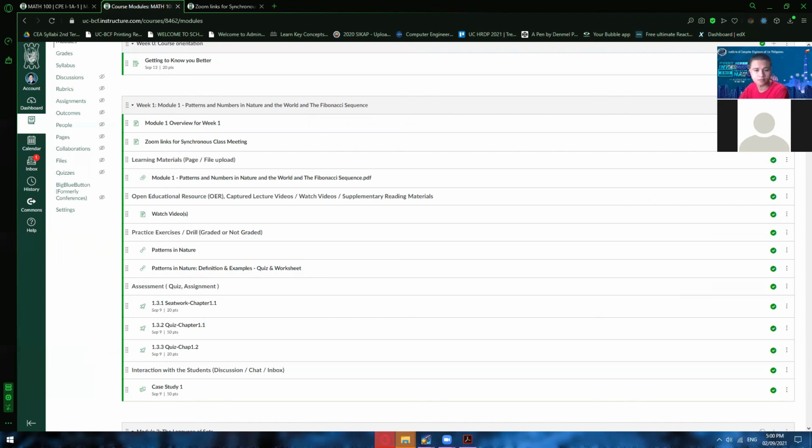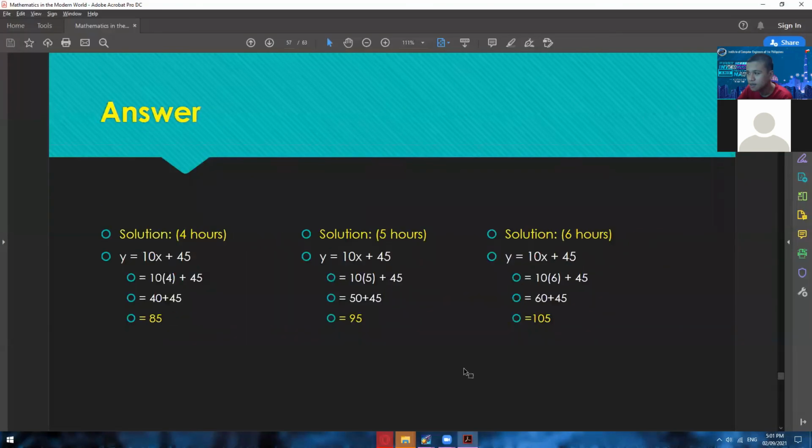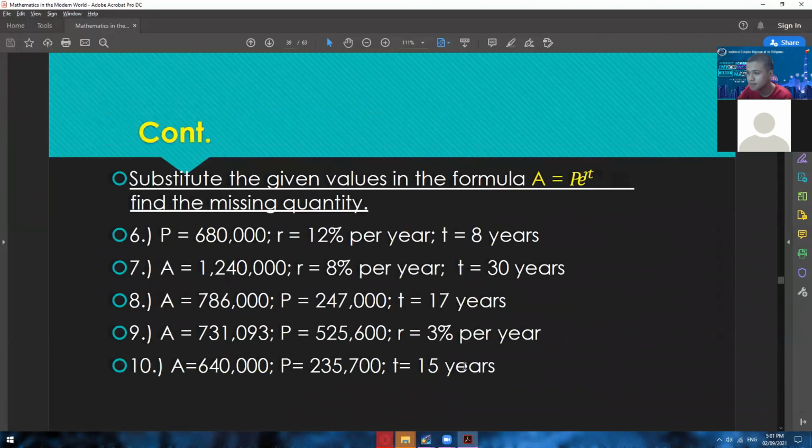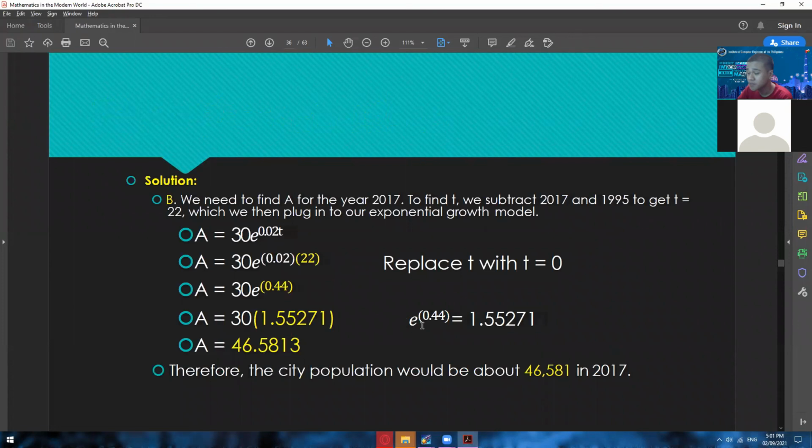Ako, sir. Sir. Yung dito sa population growth. Sa may population growth, sir. Yes, yes. Yung E. Yung E, sir. Yes, yes. So what about E? Dito sa letter B kasi dito sa problem, hindi ko alam paano nakuha yung 1.55271. What slide is that? Yan, sir. Yes.